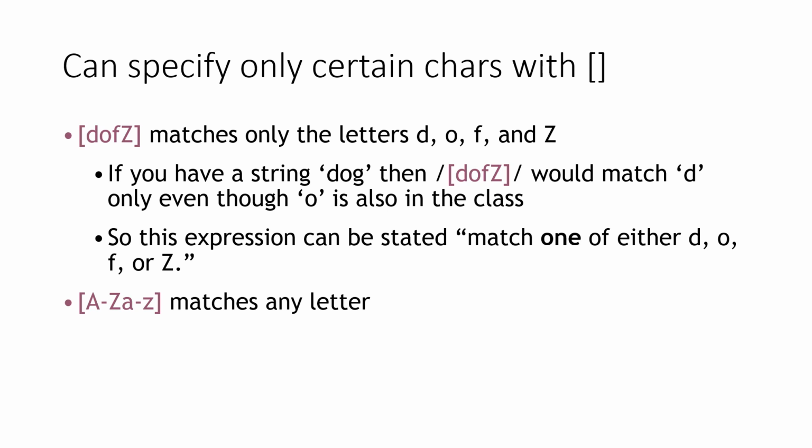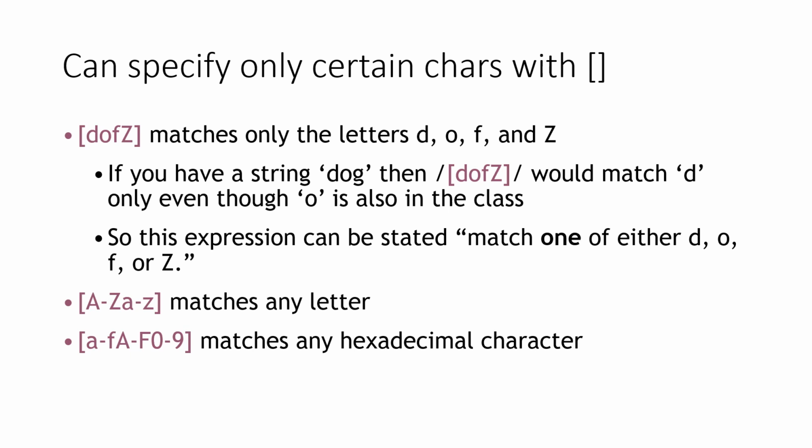Some more examples that are similar: capital A through Z and lowercase a through z matches any letter. And then in brackets, lowercase a through f, capital A through F, and 0 through 9 is going to match any hexadecimal character. You do have to watch out in grep to use special flags if you want case insensitivity. So these won't work right away, but I'll leave you to wrangle with that later.